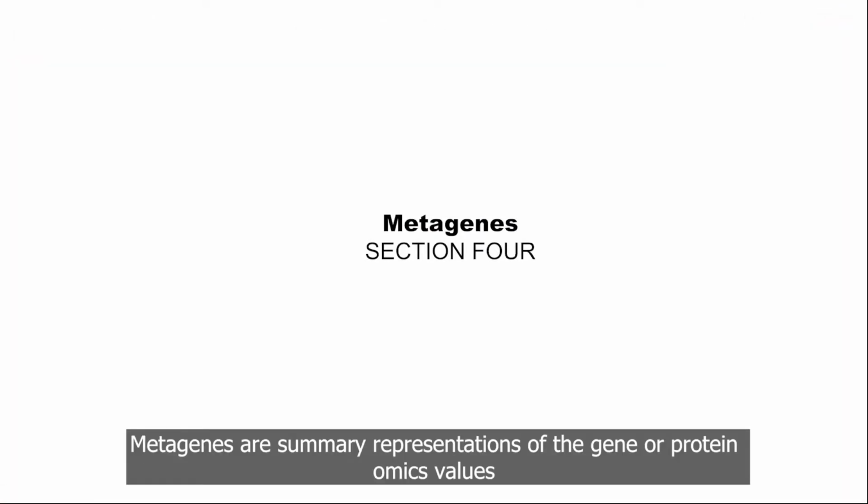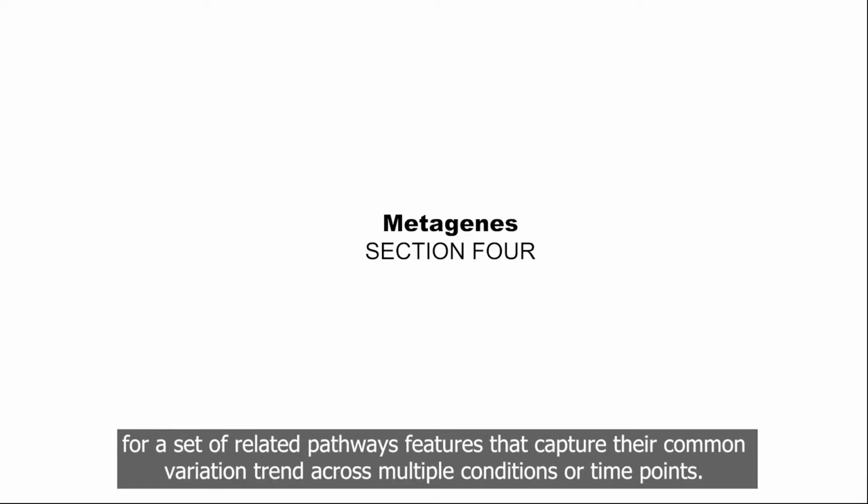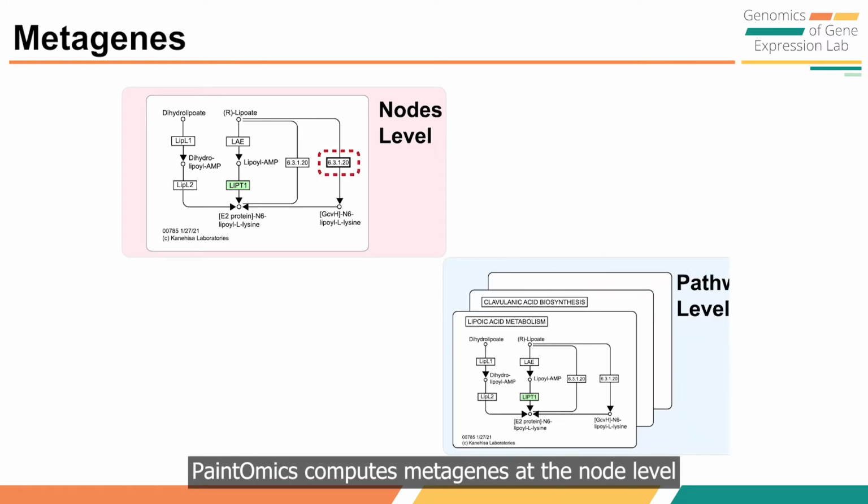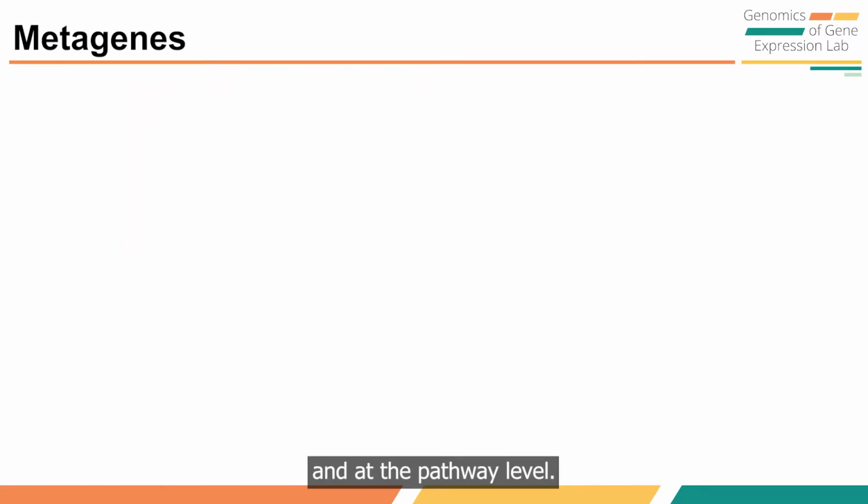Metagenes are summary representations of the gene or protein omics values for a set of related pathway features that capture their common variation trend across multiple conditions or time points. PaintOmics computes metagenes at the node level and at the pathway level.